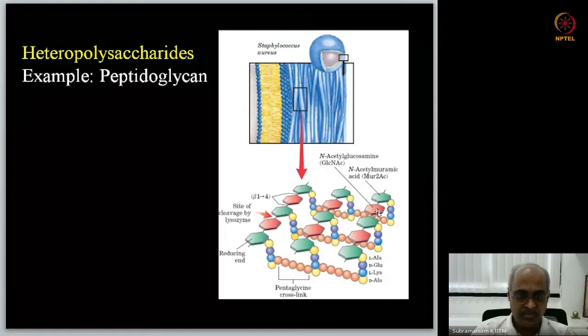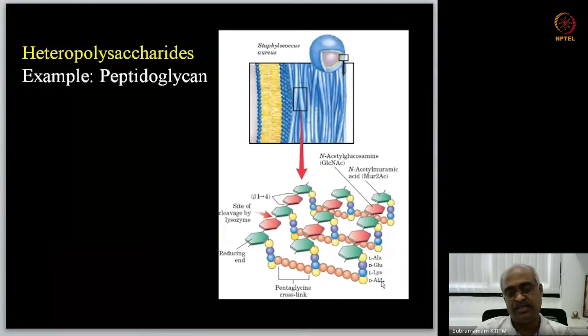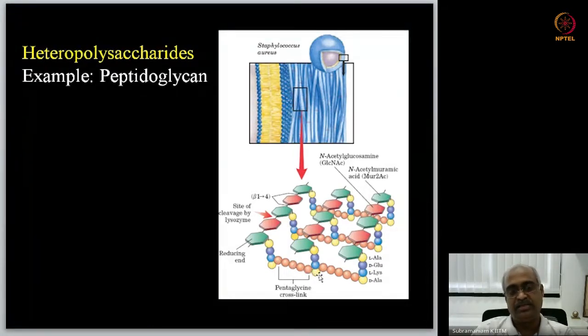So these 2 monomers alternate in these long chains, and multiples of these chains are held together by these 4 amino acids attached to one of the carbons. So alanine, glutamic acid, lysine, and alanine. And these 4 peptides are held together in gram-positive bacteria by this pentaglycine cross-link. So this sort of a structure forms the cell wall of bacteria.